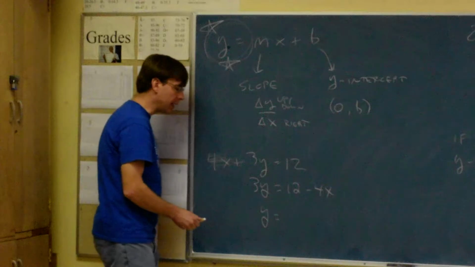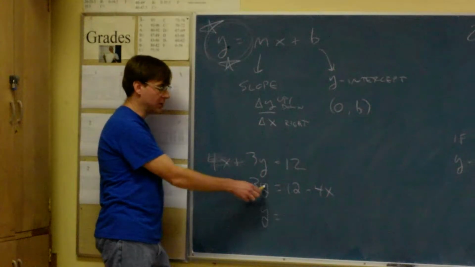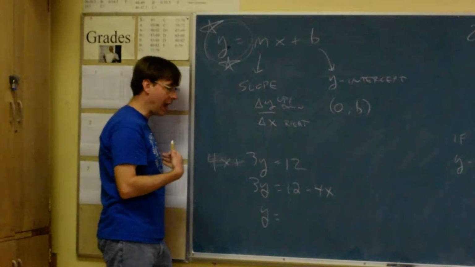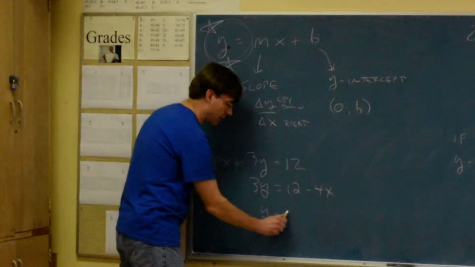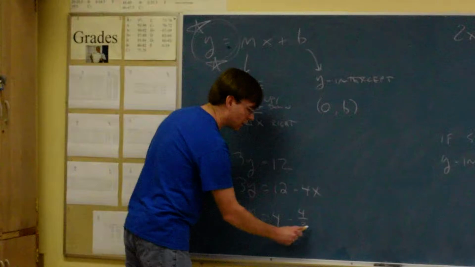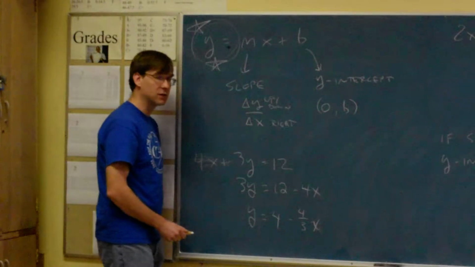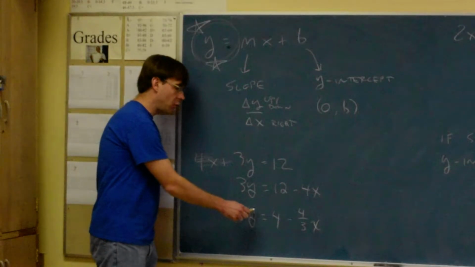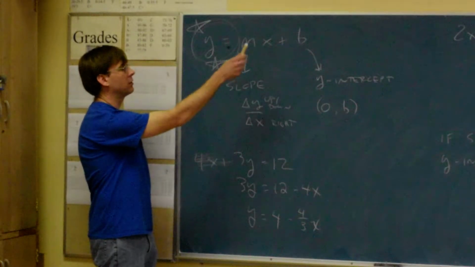To get the y completely alone, I have to do another opposite. 3 is multiplying, so I'll have to divide by 3. 3 into 12 goes nicely. 3 into 4 doesn't go nicely, so we just write that as a fraction. Now that the y is alone, now we can answer their questions.